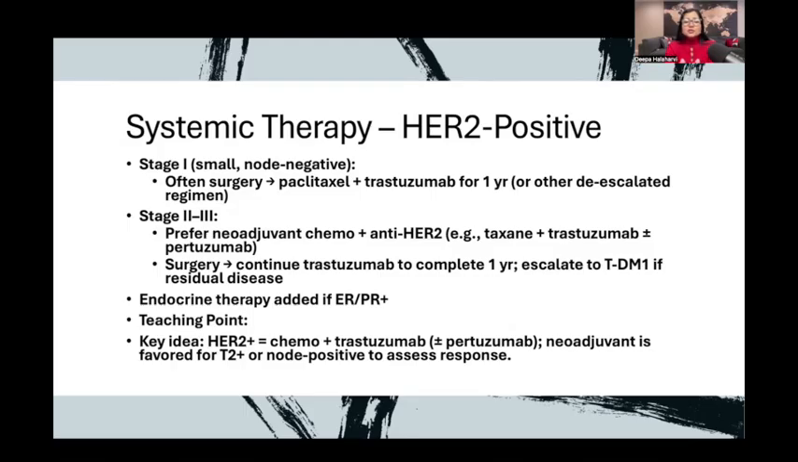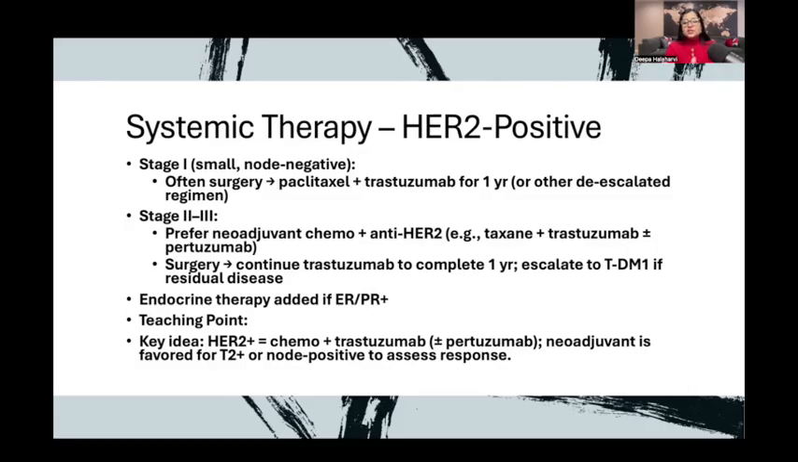These are small tumors, should go to surgery first. Less than 2 centimeters should go to surgery first. They usually get paclitaxel with trastuzumab or Herceptin for 1 year. We want to de-escalate the chemo regimen for these patients because it's less than 2. But if they're more than 2 centimeters or have lymph node positive disease, they really need neoadjuvant chemo with immunotherapy. So usually chemotherapy, TCHP: Taxotere, Carboplatin, Herceptin, Perjeta, and they have surgery.